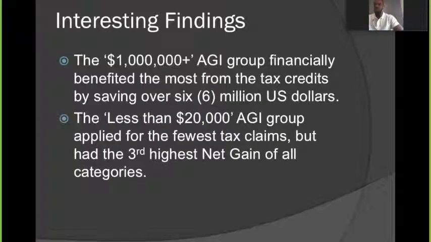Some interesting findings of the research were that the $1 million and more AGI group financially benefited the most from the tax credits by saving over $6 million US. The less than $20,000 AGI group applied for the fewest tax claims, but had the third highest net gain of all categories, as shown earlier. And that's always good to see, as that's an indicator that lower income individuals or businesses are able to also benefit from these tax credits.